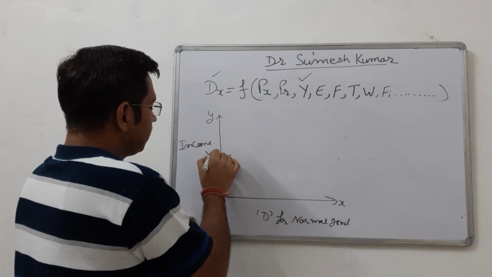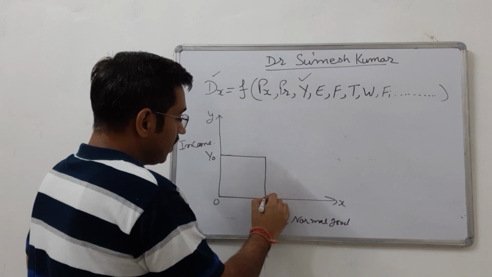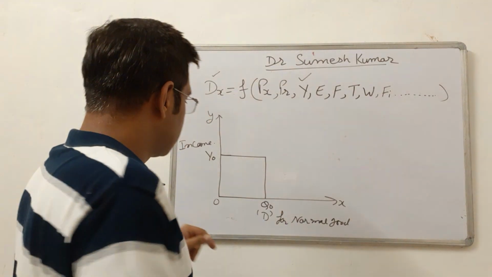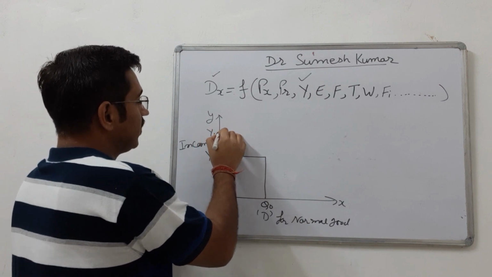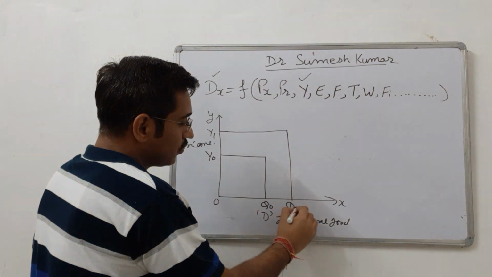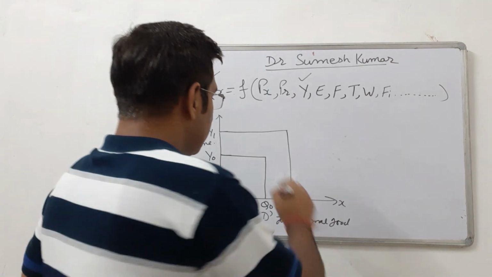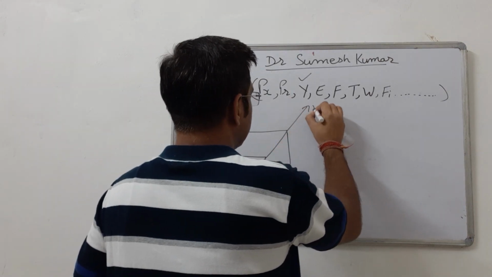If income level is OY0, demand for normal commodities is OQ0. This is the initial case. When income goes up from OY0 to OY1, demand for the normal commodity will also go up from OQ0 to OQ1, and our demand curve will be positively sloping, DD.